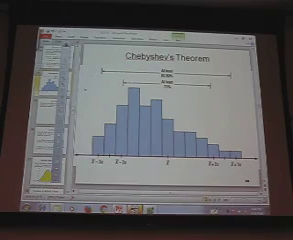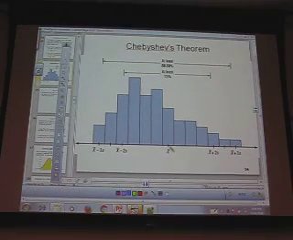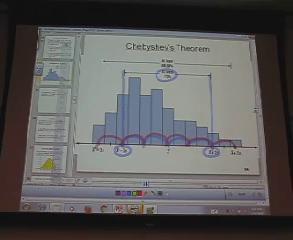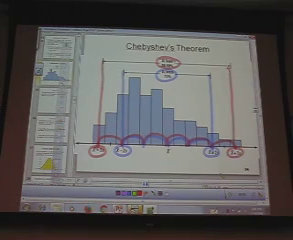here's a visual of what I'm talking about. Chebyshev's: if I go 2 standard deviations this way and 2 standard deviations that way, then at least 75%, maybe more, will fall between those 2 values. If I go 3 standard deviations this way and 3 this way, then at least 88.89%, 8/9 of the data, will fall between those 2 values.